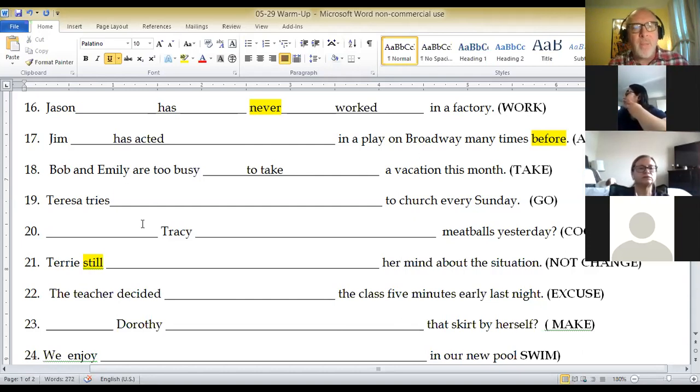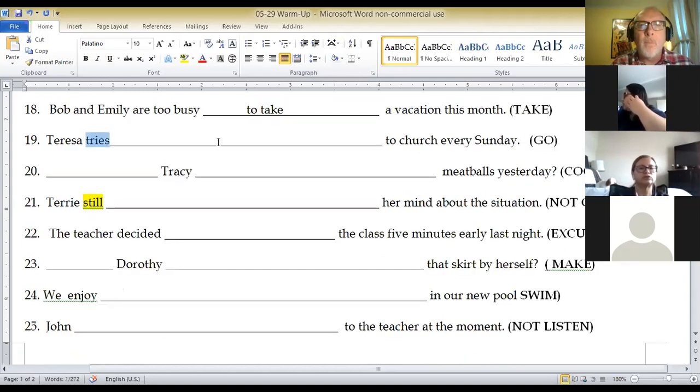Try. Infinitive or gerund with try? Try to or try ing? To. Right. So Teresa tries to, infinitive, go to church every Sunday. Tries to.